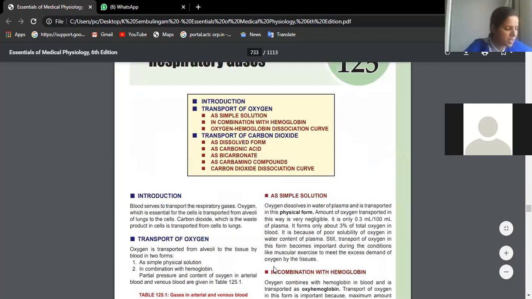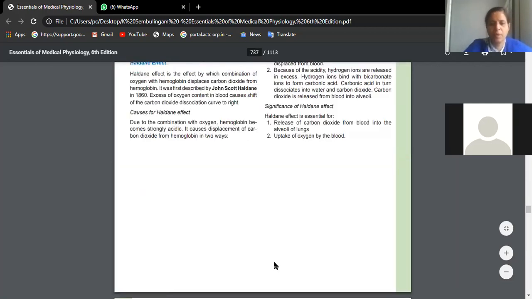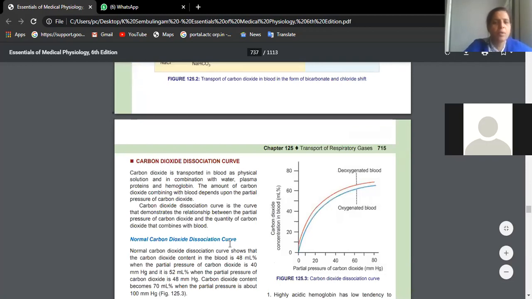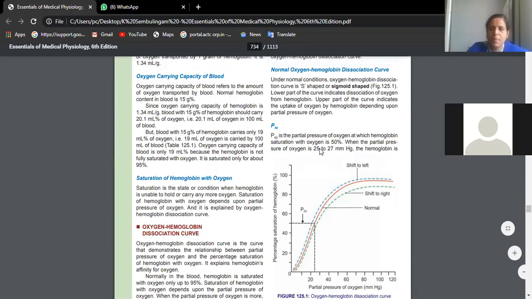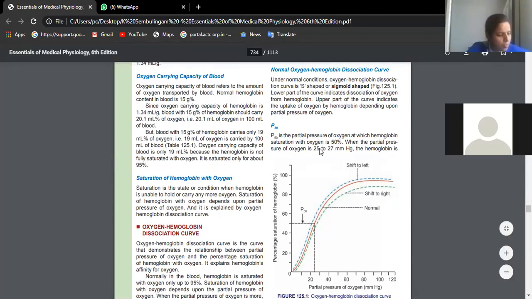What is the shape of the curve? Do you remember? Like this it is, right? So, yes, this one. The oxygen hemoglobin dissociation curve is the question. Basically it comes for an essay, but now it has come for 4 marks. For you, it will be 5 marks.